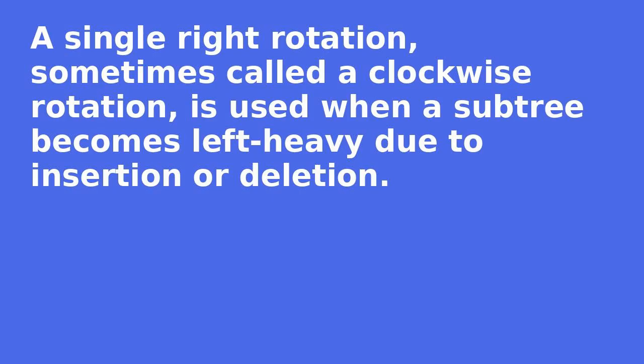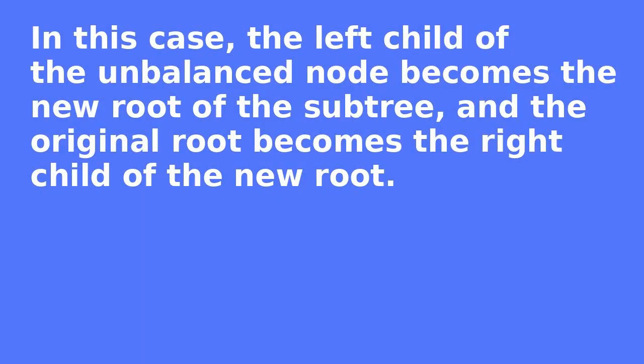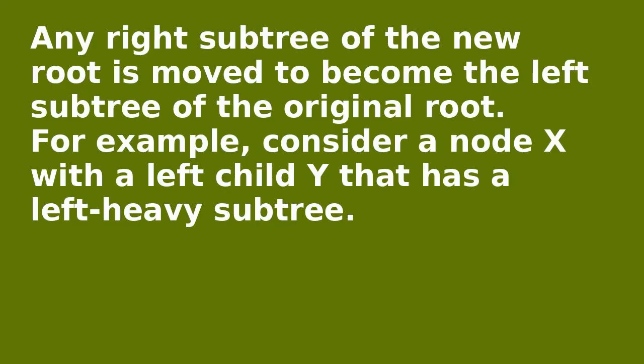A single right rotation, sometimes called a clockwise rotation, is used when a subtree becomes left-heavy due to insertion or deletion. In this case, the left child of the unbalanced node becomes the new root of the subtree, and the original root becomes the right child of the new root. Any right subtree of the new root is moved to become the left subtree of the original root.